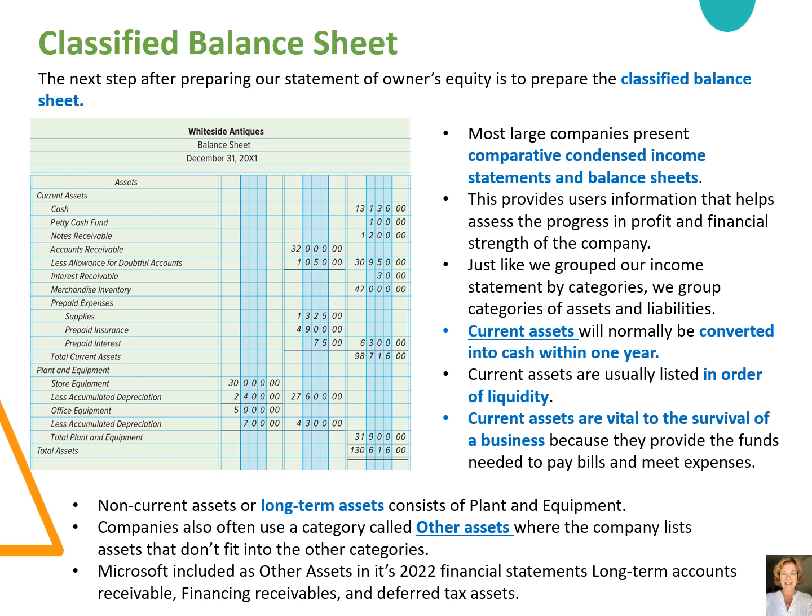Non-current assets or long-term assets consist of plant and equipment. Companies also often use a category called other assets, where the company lists assets that don't fit in the other categories. For instance, Microsoft included other assets in its 2022 financial statements: long-term accounts receivable, financing receivables, and deferred tax assets.